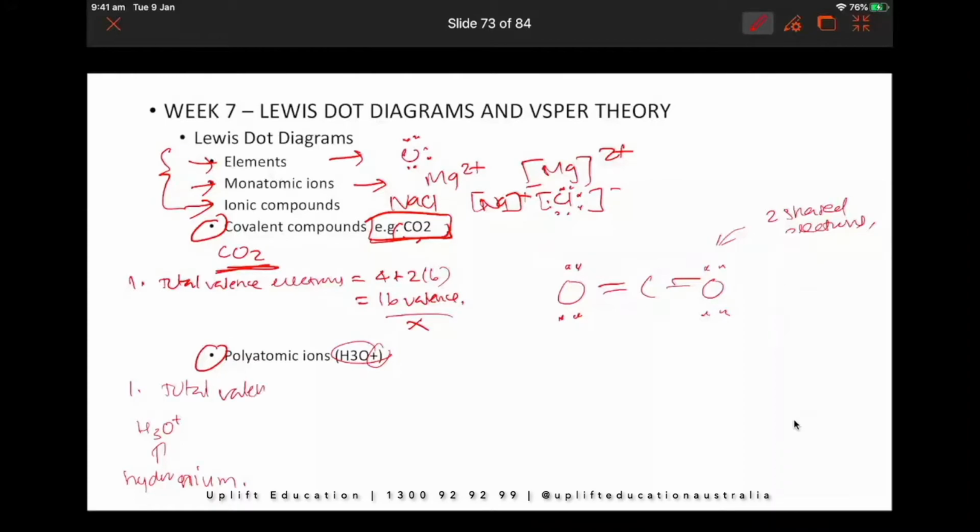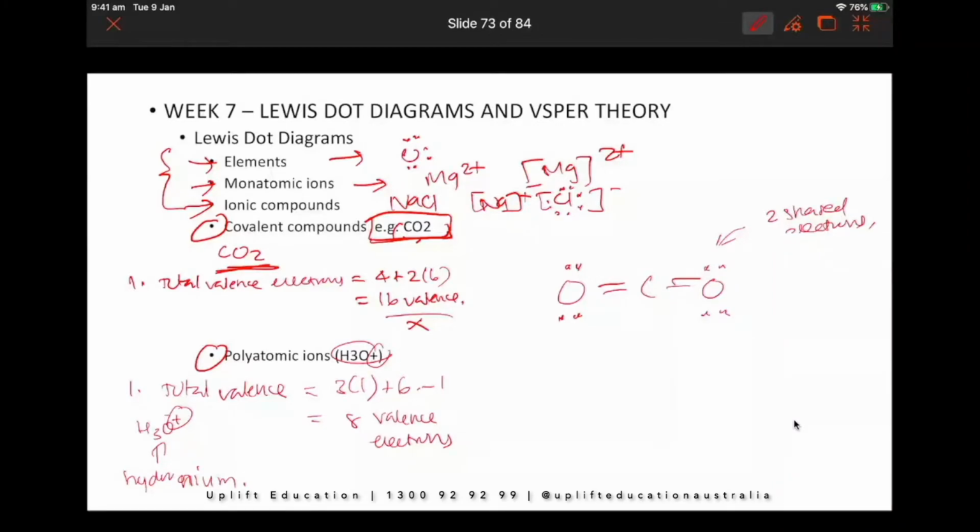When we're calculating total valence electrons in this case, here we have 3 hydrogens, which is 3 times 1, plus oxygen, which is 6. But in this case, it has a charge of +1, so that means it's actually lost a valence electron to gain that charge. So you have to subtract 1 in this case, which is 8 valence electrons. So that's the first thing that's a bit different when you're looking at polyatomic ions.